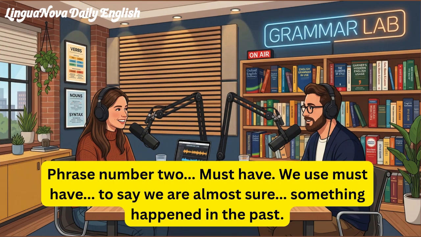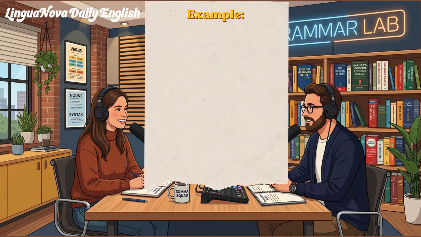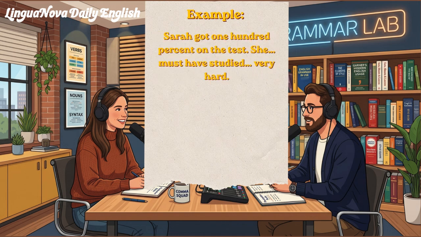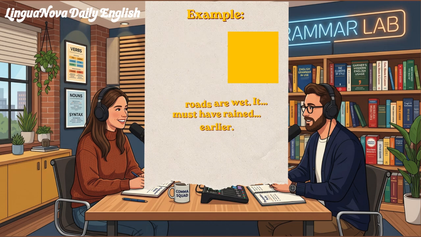Phrase number 2. Must have. We use must have to say we are almost sure something happened in the past. Example number 1. Sarah got 100% on the test. She must have studied very hard. Example number 2. The roads are wet. It must have rained earlier.